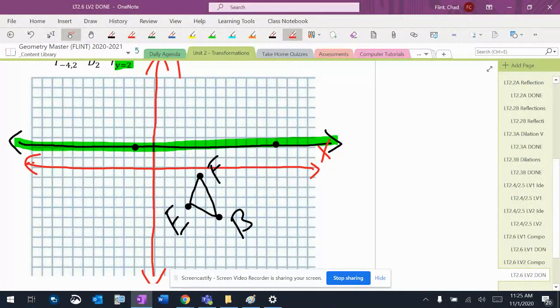So F goes up 1, 2, 3, 1, 2, 3. B goes up 1, 2, 3, 4, 5, 6, 7. 1, 2, 3, 4, 5, 6, 7. And E goes up 1, 2, 3, 4, 5, 6. 1, 2, 3, 4, 5, 6. So F prime, B prime, and E prime.